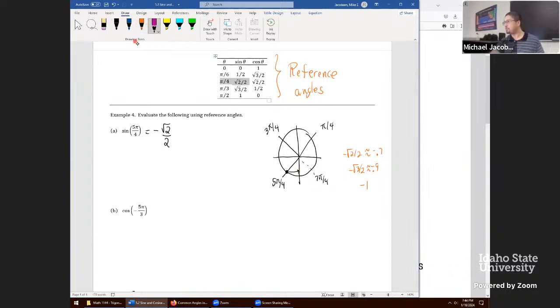So sometimes it's pretty helpful to know that root 3 over 2 is roughly a 0.9, and root 2 over 2 is roughly a 0.7, because those are not too hard to spot on here. Well, we did it, folks. That's our first evaluation using different angles, a little bit trickier ones. Any questions about that one so far?